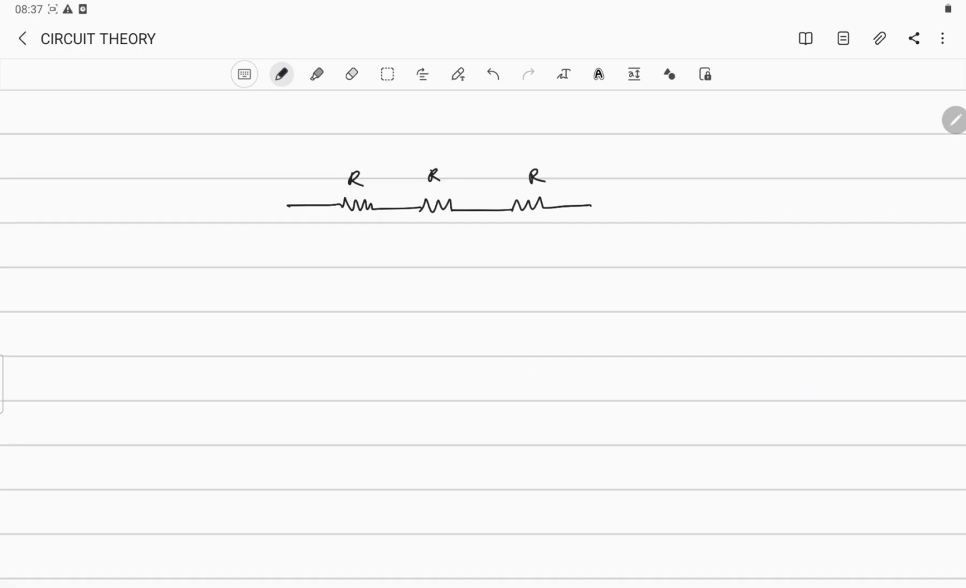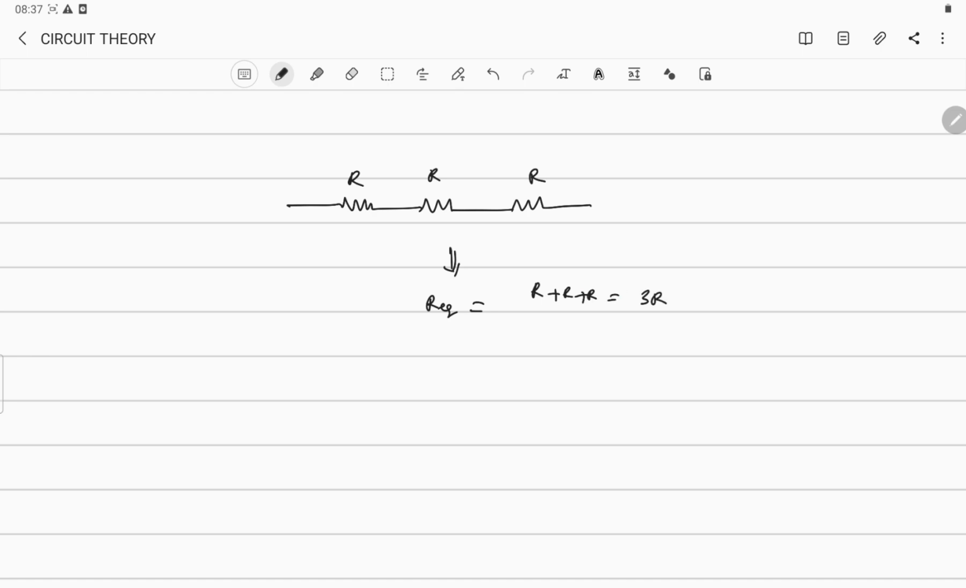I have a situation where 3 equal resistors R are connected in series. Then this R equivalent can be written as 3 times R, because R plus R plus R gives you 3R.